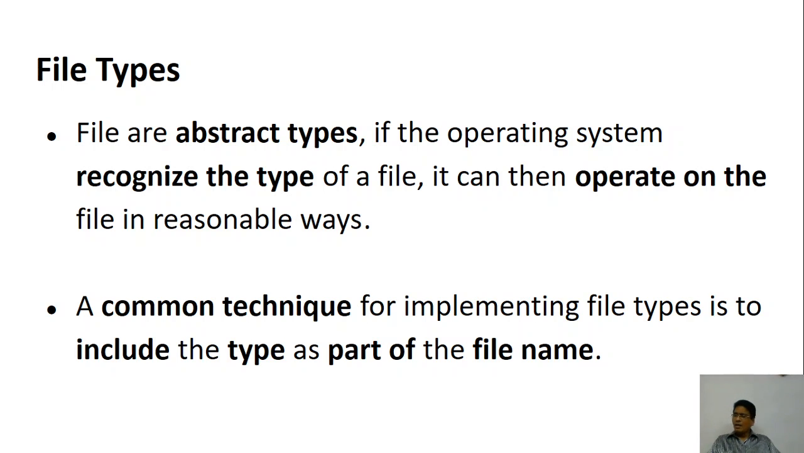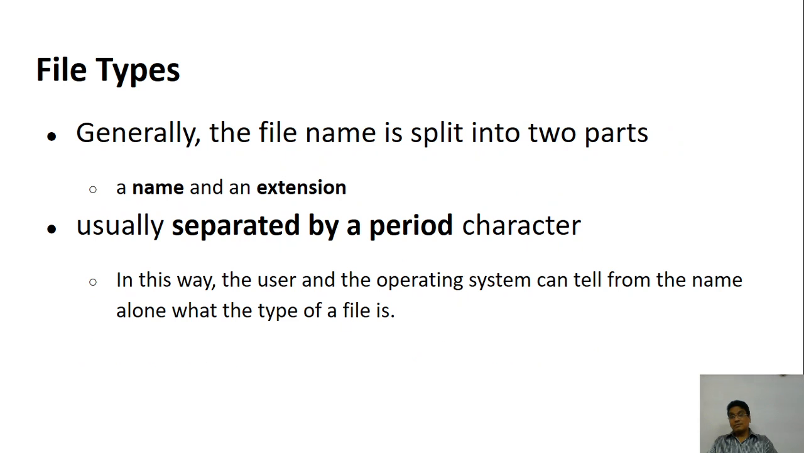How can I make the operating system recognize what a particular file is? Either I can put that information inside the file, or in general we put that information as a part of the name. So when we type the name of the file, we add some extra information with the name so that the operating system can read that information and then recognize that file.